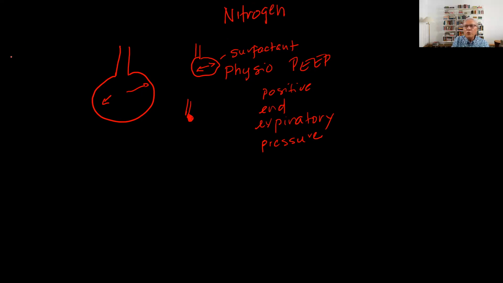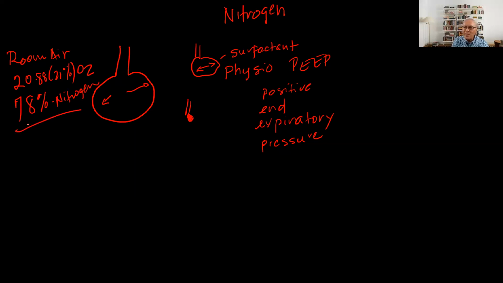Now, if you look at room air, what do we breathe actually? We breathe 20.88% or 21% of oxygen. 78% of ambient air is actually nitrogen. And then, of course, the 1% is other gases. So this is 100% room air.